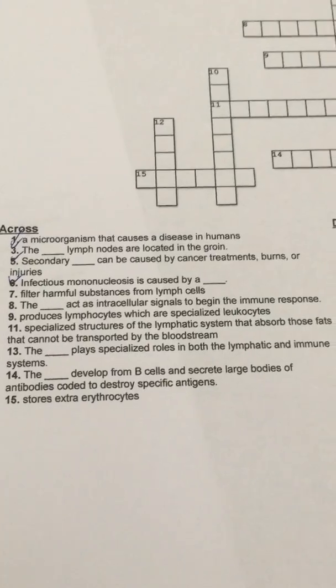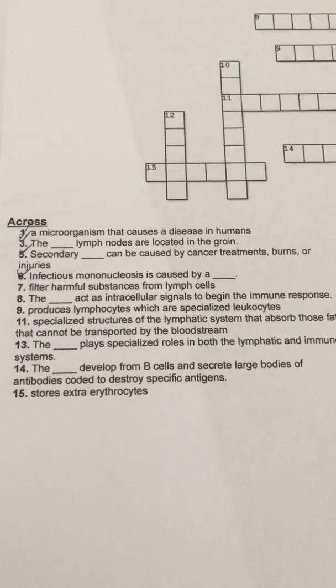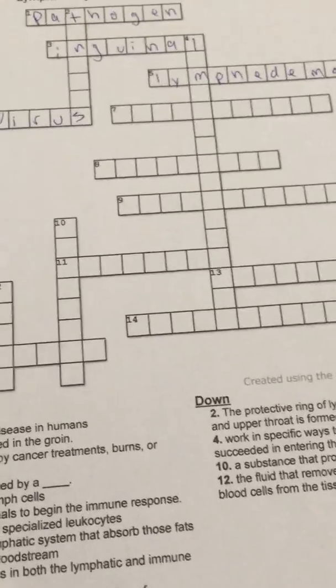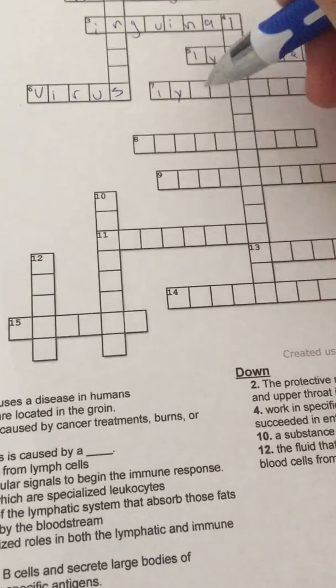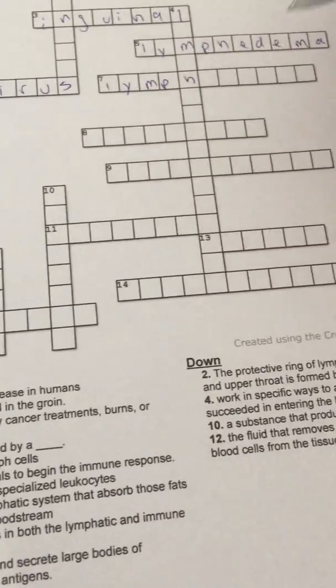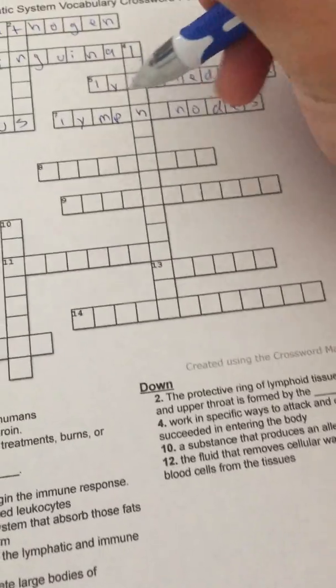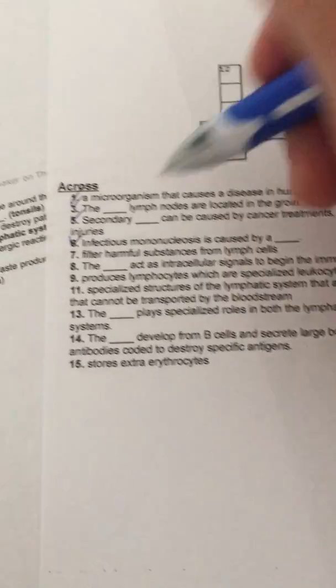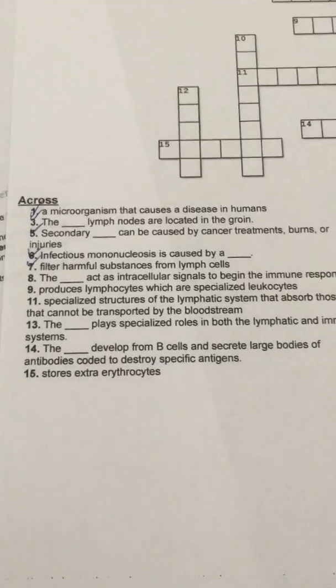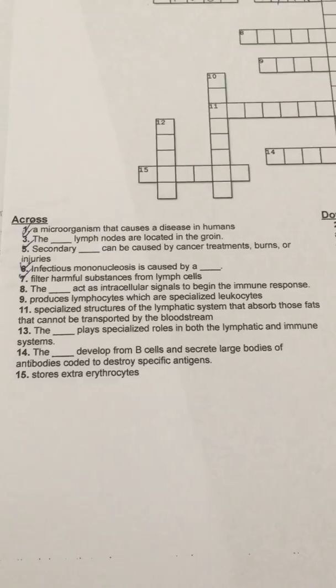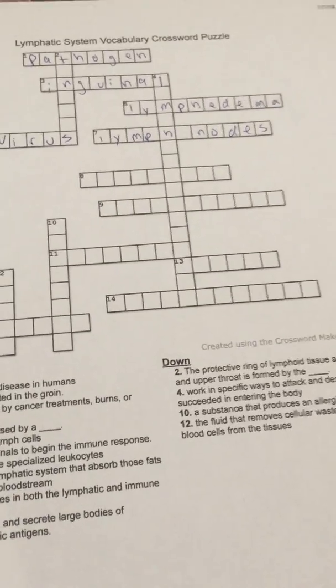Number 7, filter harmful substances from lymph cells. The answer to this will be put on line 7, and the answer is lymph nodes. You see I leave this space here because there's a space between the two words. Alright, number 8. The blank act as intracellular signals to begin the immune response. And the answer to that is cytokines.